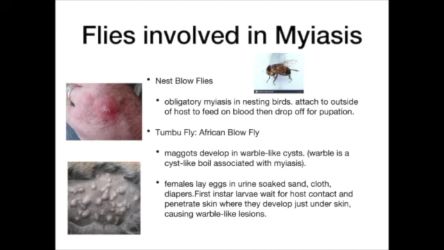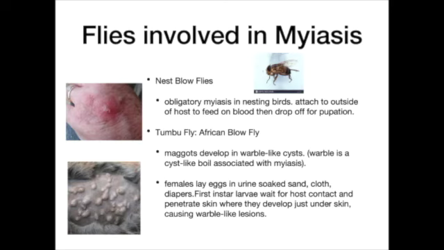Other flies involved in myiasis include the nesting blowflies and the African blowfly. The African blowfly is usually referred to as the tumbu. In nest blowflies, they cause obligatory myiasis in birds. They attach to the outside of a host and then blood feed. They'll drop off of the host for pupation to occur. So this fly is also pupating in the ground.